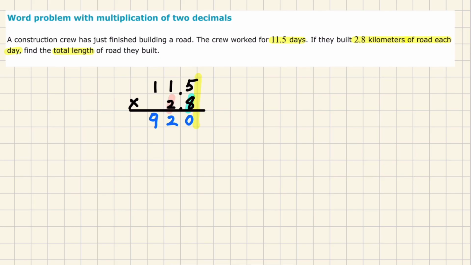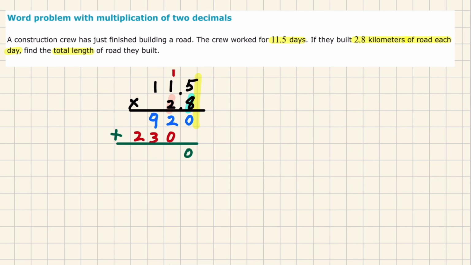2 times the 5 gives us 10. The 0 goes below the 2, and we carry the 1. 2 times 1 is 2, plus 1, a 3. And then lastly, 2 times 1 is 2. So we've multiplied by both of those digits. We can now add each of these columns.